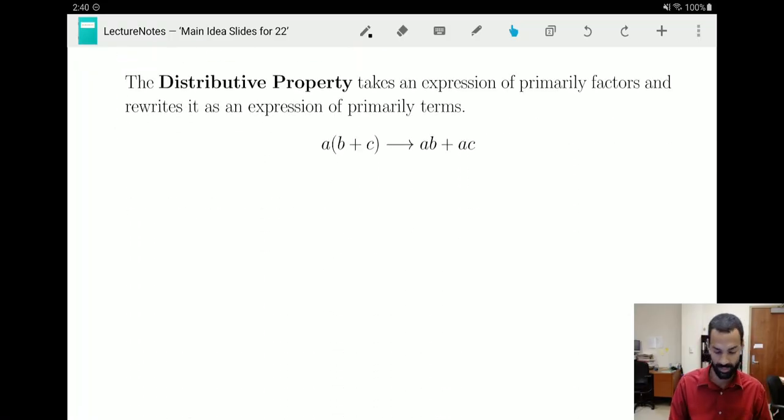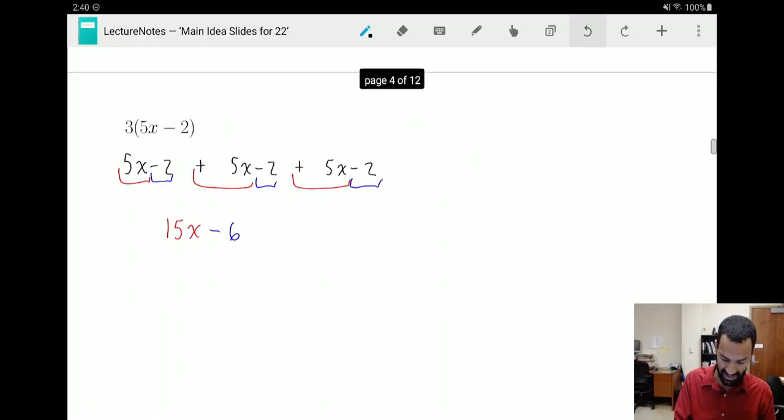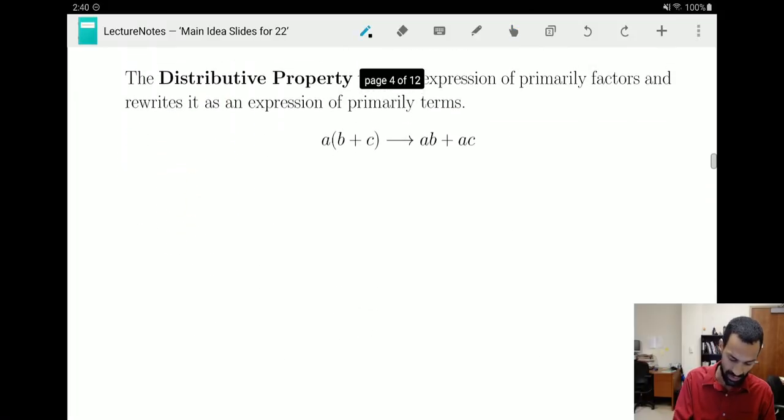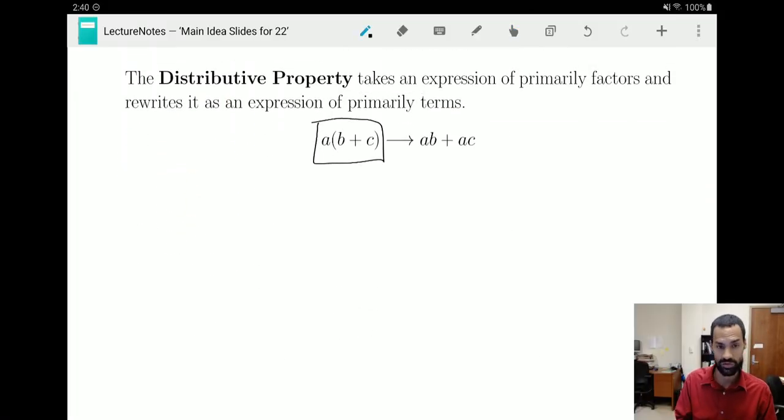The distributive property takes an expression that's written as factors and rewrites it as terms. Now, I know exactly what I'm looking at here. This is definitely 2 factors, right? And here we have 2 terms within it, right? That's why I say it's primarily written as factors. If I look at this, this right here is mostly multiplication happening. There's definitely addition happening inside, but it's a multiplication type problem, primarily.